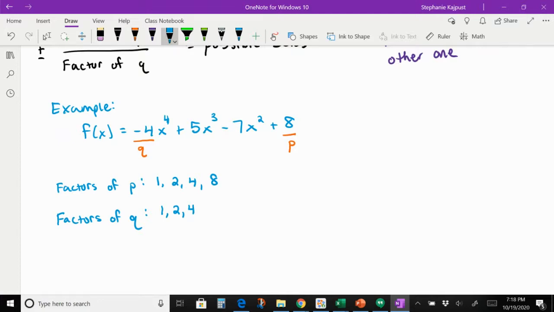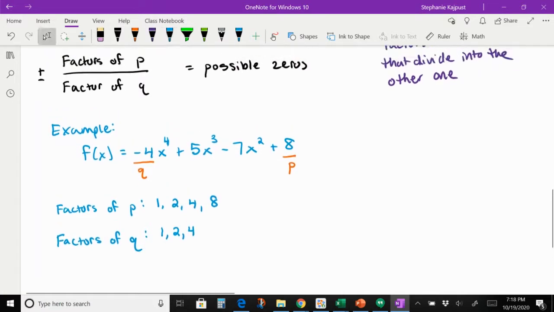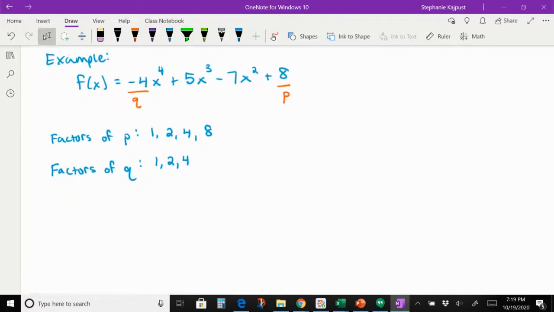So for our possible factors, we are writing a fraction based off of all the combinations. You're writing every possible combination of fraction that you can get from these sets, where the factors of P are the numerator, and the factors of Q are the denominator. So an easy way to do this is to make a table. So I'm going to put P across, and then Q going down, putting those factors down.